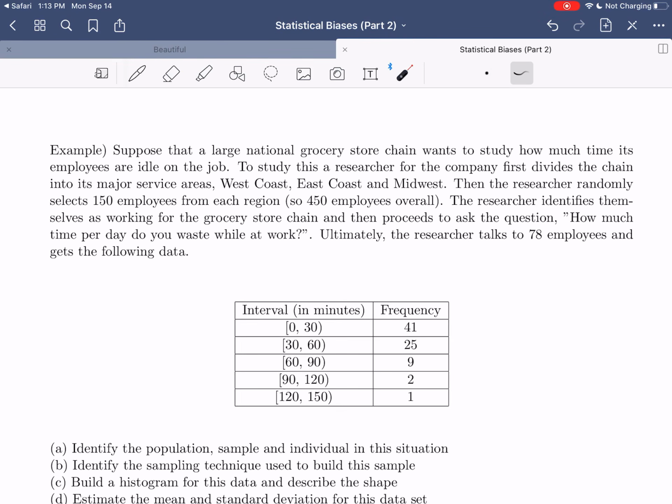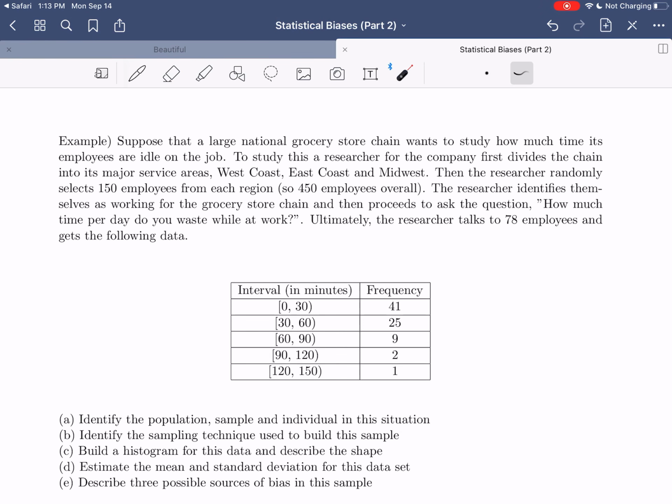All right, so for this one, suppose that there's a large national grocery store chain that wants to study how much time its employees are idle on the job. So how much time are they basically just standing around not doing anything, right? To study this, the researcher for the company first divides the chain into its major service areas: the West Coast, East Coast, and Midwest. Then the researcher randomly selects 150 employees from each region, so 450 employees overall.